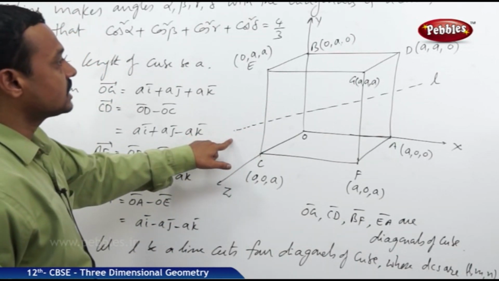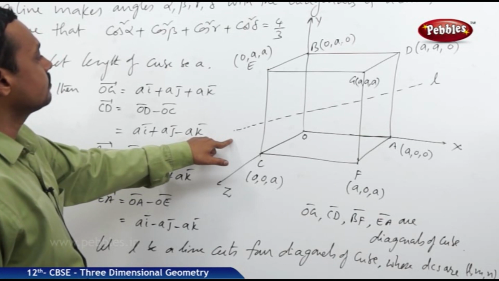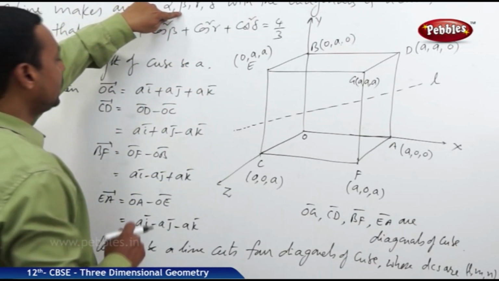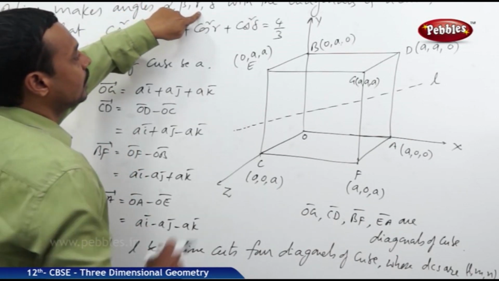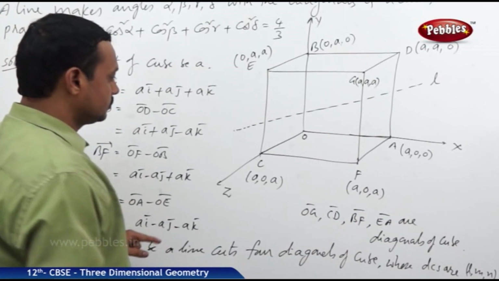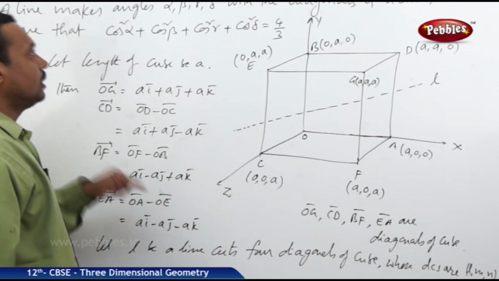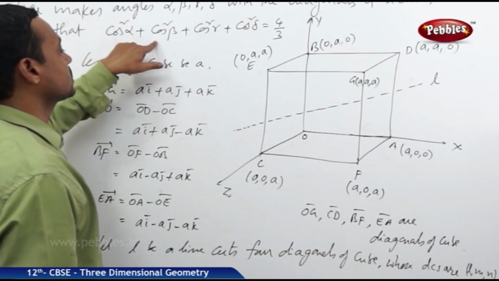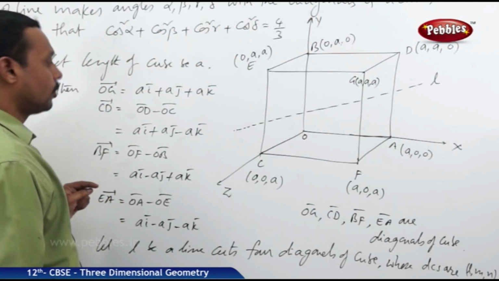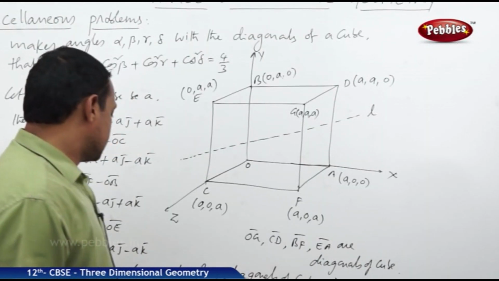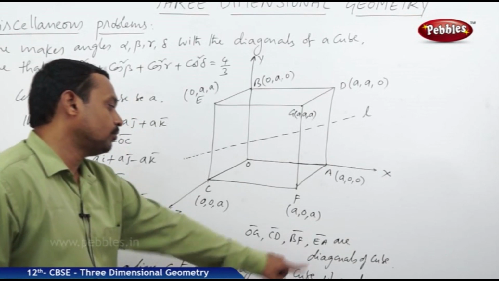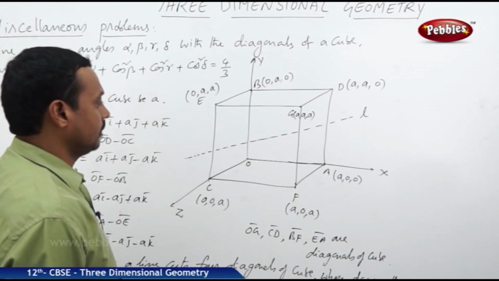As well as, this line L makes angle alpha with one diagonal, beta with another diagonal, gamma with the third diagonal, and delta with the fourth diagonal. Okay. Then we have to prove that cos square alpha plus cos square beta plus cos square gamma plus cos square delta is equal to 4 by 3. L is the line cutting the four diagonals of a cube whose direction cosines are l, m, n.